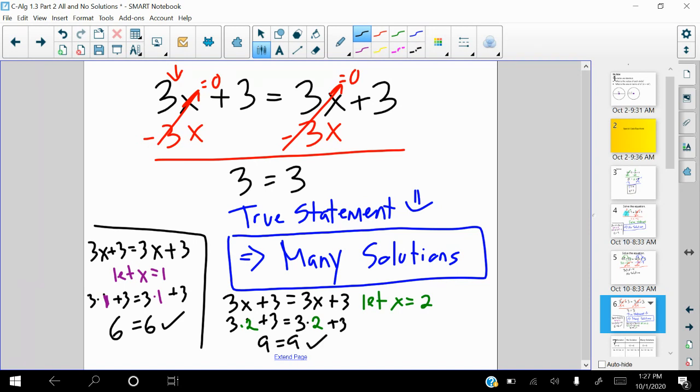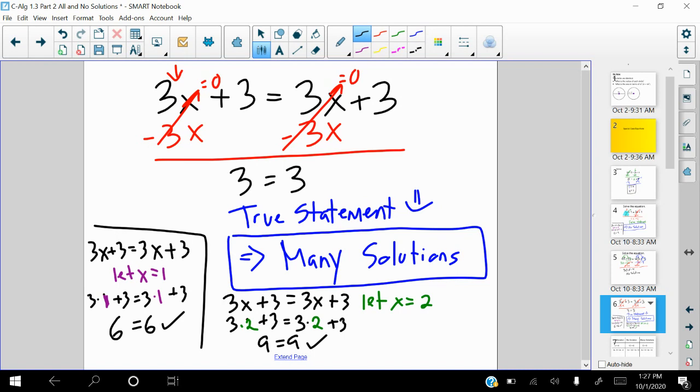And that should make sense because the left-hand side of the equal sign is the exact same as the right-hand side of the equal sign. So that's why we get many solutions, because whatever value of x we substitute in, it's going to be a true statement because both of the sides of our equal sign are identical. They are the exact same.